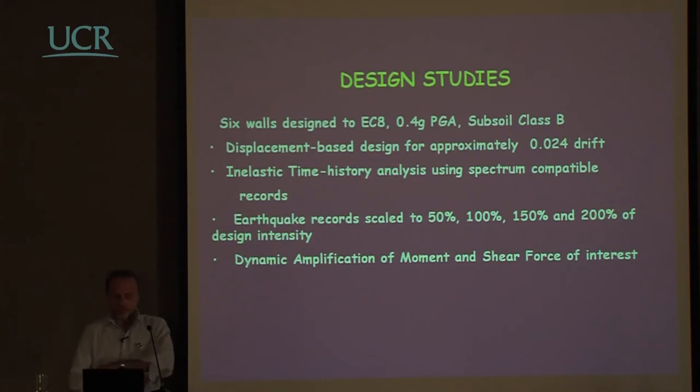Now, it's interesting to see what happens in a number of cases. The cases briefly shown in the next slides use a different number of stories, considering a specific case for subsoil, but this is not so important. It could be applied for different classes of subsoil and different levels of peak ground acceleration, in this case 0.4 g, going through a displacement-based design with approximately 2.4% drift accepted. Then there has been some inelastic time history analysis using spectrum-compatible records, with an input ground motion from 50% up to 200% of the 0.4 g peak ground acceleration used for the design of the structures, to see what happens when you increase the ground motion in terms of nonlinear response.